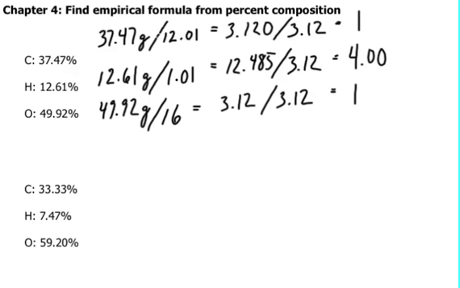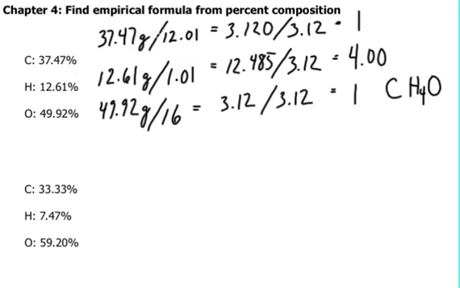All right, so because all of my numbers at this point are very close to integers, I am done. And I can say that this particular compound consists of carbon, hydrogen, and oxygen, and there's 1 mole of carbon for every 1 mole of oxygen, and then there's 4 moles of hydrogen in the compound. Okay, so that's the empirical formula. Now the next one's going to be a little bit more complicated. We'll see how that turns out.